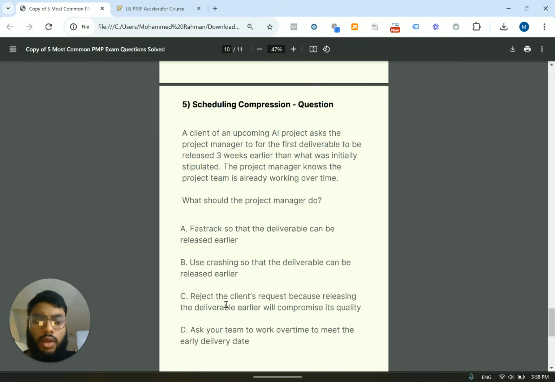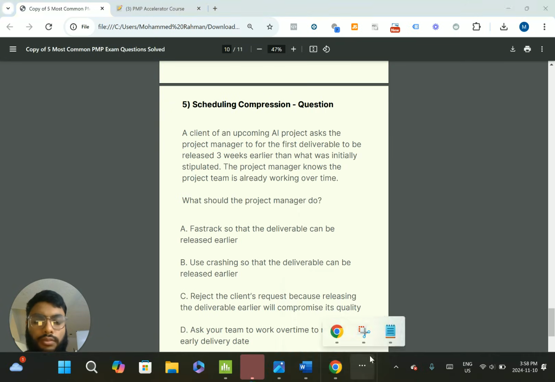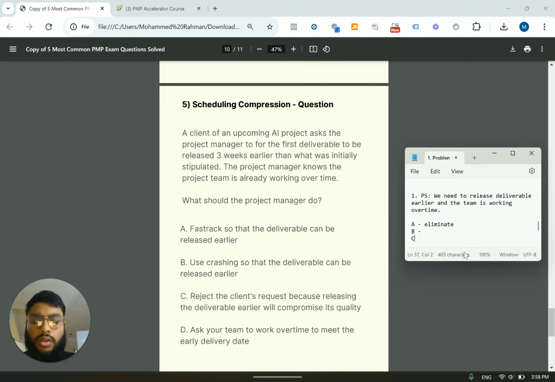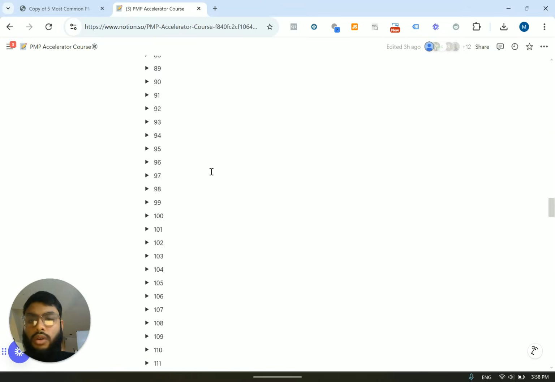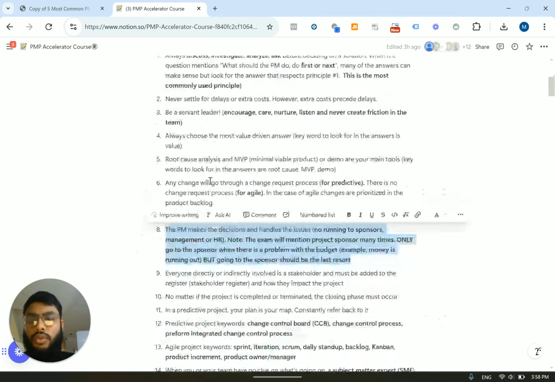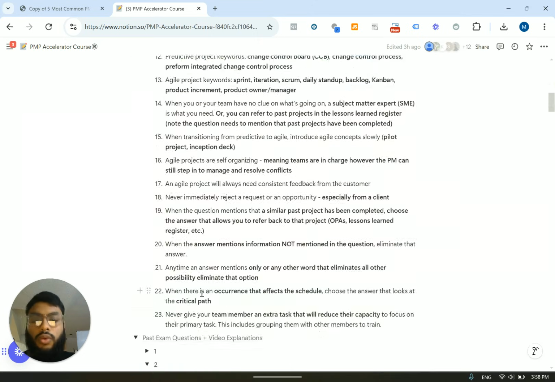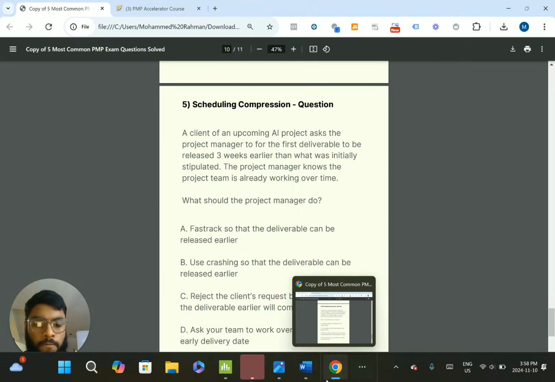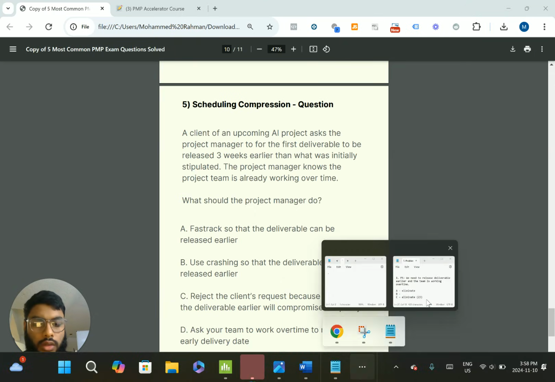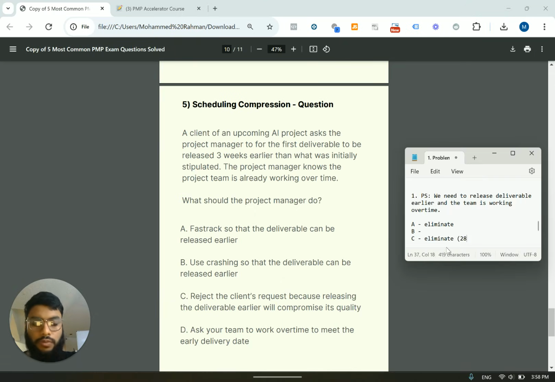Okay. C, reject the client's request because releasing the deliverable earlier will compromise its quality. So do we ever want to reject a client's request? We do not want to. This is principle, I believe, 23. Okay, so if you go back to our principle list over here, never give, oh, sorry, no, that's not 23. It's going to be principle number 18. Never immediately reject a request or opportunity. Okay, so that is what is being done over here. So 18. All right.